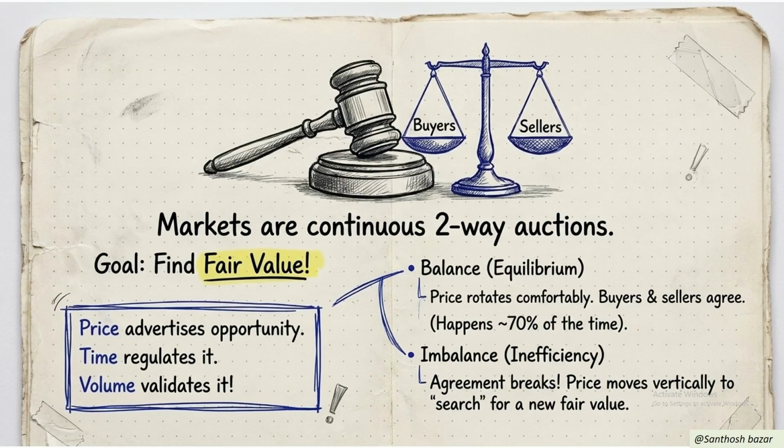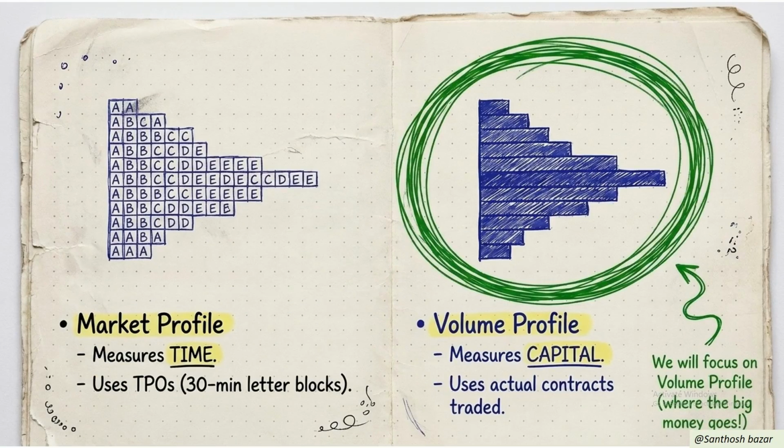Hello everyone. In our last video we discussed if the market's main job is to find this fair value. We have also discussed two primary charting systems designed to identify this fair value. We discussed market profile and volume profile, but our focus was more on the volume profile in our last video, because this is the series where we are discussing volume profile in detail.